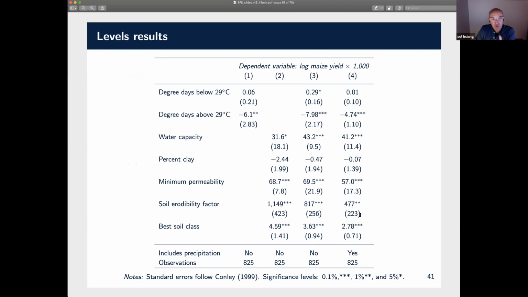So here are some results from levels. What you see here in model 1, we're modeling the effects of temperature. Essentially, you estimate a spline with a slope below 29C and a separate slope above 29C. We also estimate an effect of precipitation, which I'm just not showing you on this table because of space. And we also estimate the effect of 5 different soil characteristics.